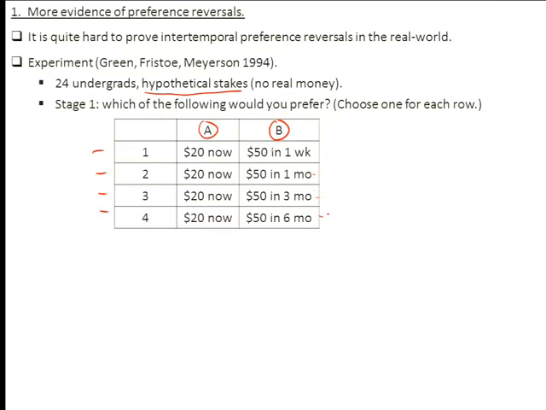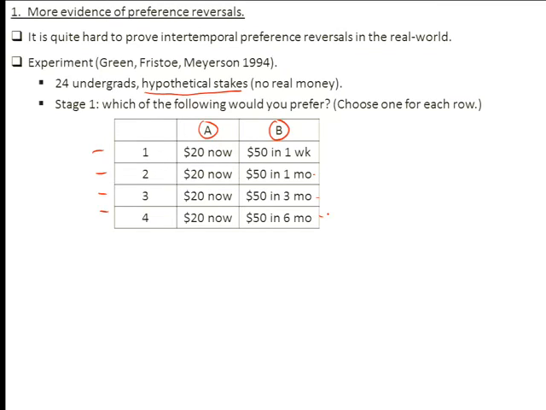Okay? And then you go down and check a box, because typically the way these experiments work is that they're then going to roll a dice or pick a number out of a hat, and you're going to get the payoff. They're going to pick a number between 1 and 4, and you're going to get the actual payoff of the one they pick. Of course, in the case of hypothetical stakes, they're not going to actually pay you at all. But the idea here is that you have some incentive to write down the true answer of which you would prefer on each line.